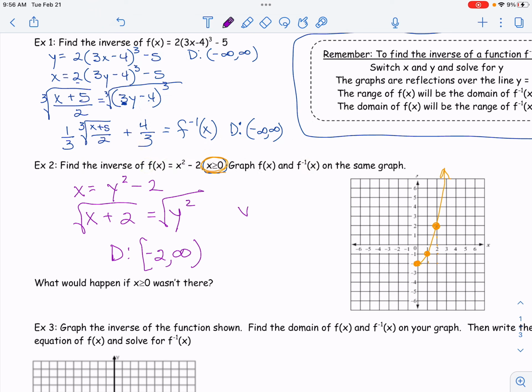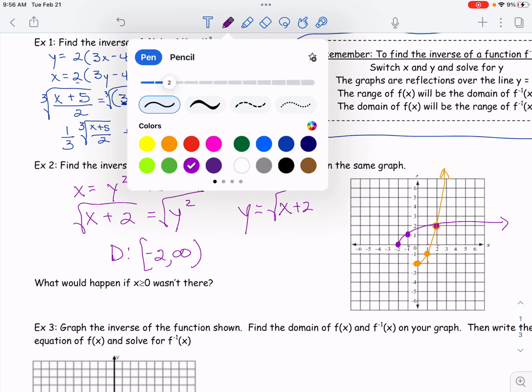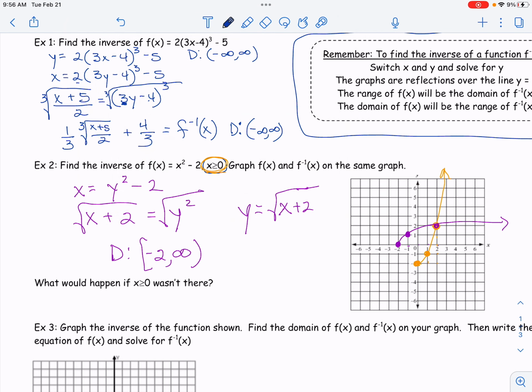when we graph this square root function, it is going to start at -2. We're going to go right 1, up 1, right 4, up 2. And we are going to get this curve like that. These two graphs are inverses of each other. They are reflected over this line, y equals x.